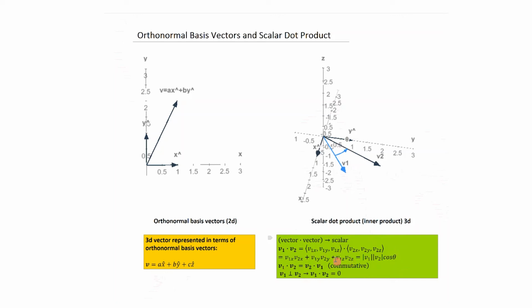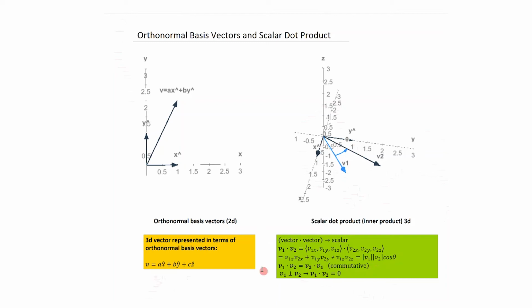You can also write it in alternative form, which is if you take the magnitude of the vector v1, multiply by the magnitude of the vector v2, and multiply by the cosine of the angle between these two vectors here, right? Then these two are equivalent. So for example, if you're interested in knowing what the angle between these two vectors is, you can certainly perform this calculation and this calculation, whereby you can now compute what cosine theta is, from which you can determine the angle between the two vectors.